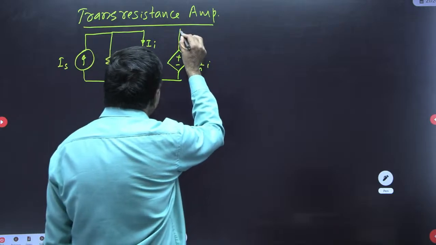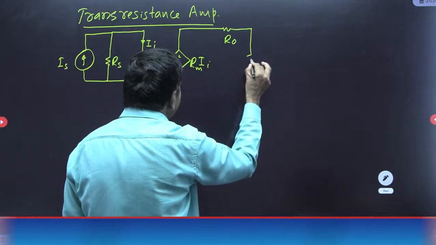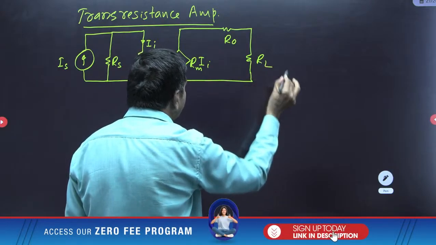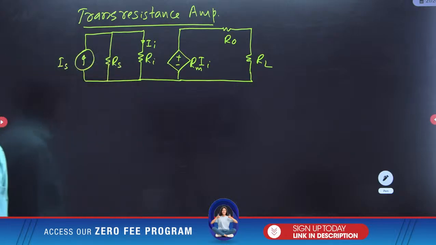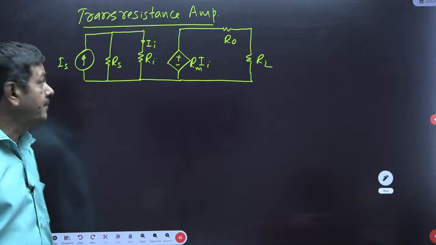Output must be Thevenin's, I said. This must be R naught. This must be RL. It is a repeated question in the GATE. R naught and RL, R naught and Ri values are asked from the transresistance and transconductance amplifier.